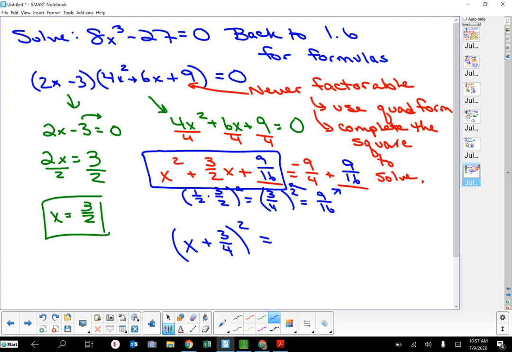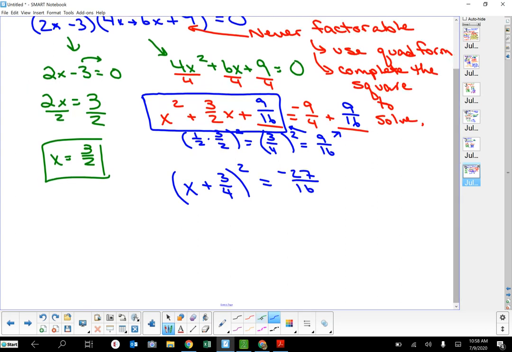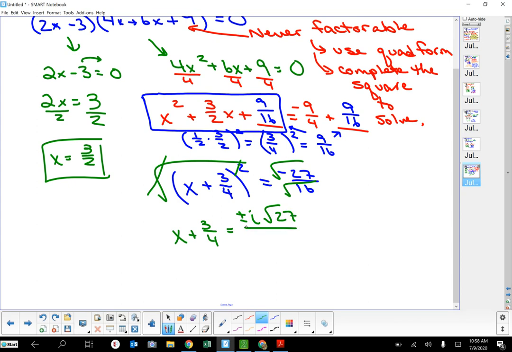So let me grab a calculator. I have negative 9 over 4 plus 9 over 16. It gives me negative 1 and 11/16. So I'm going to hit second ABC equals, and that gives me negative 27/16. Okay, now I'm going to undo the square by taking the root. That's going to cancel that. And I have x plus 3/4 equals plus or minus i radical 27 over 4.